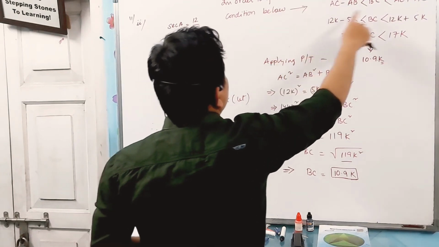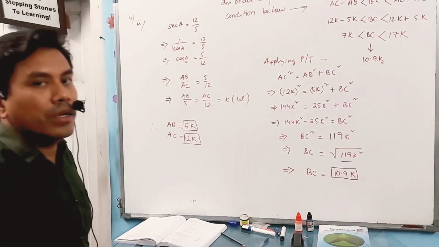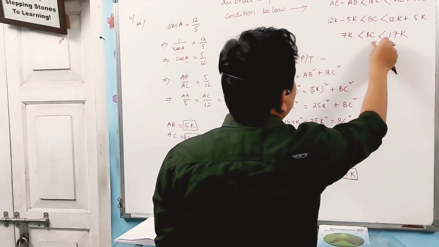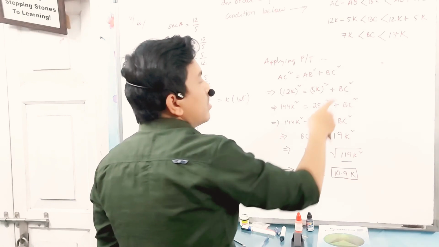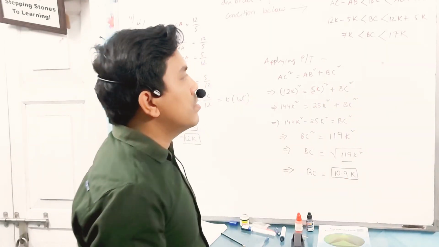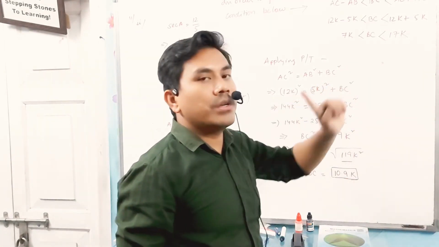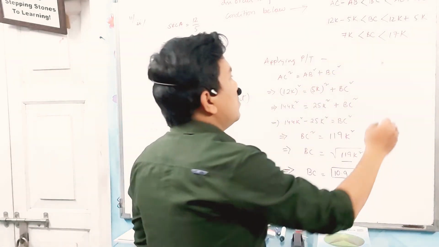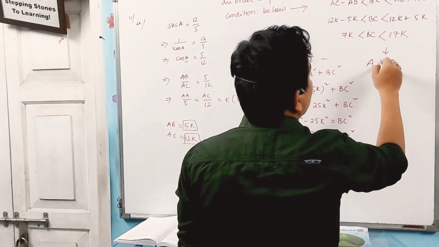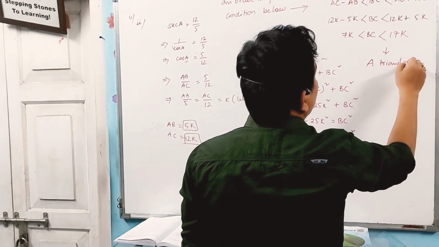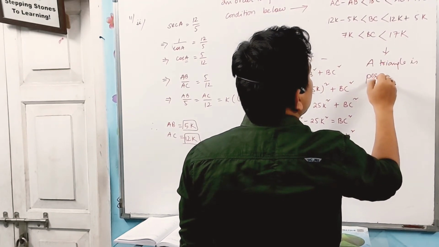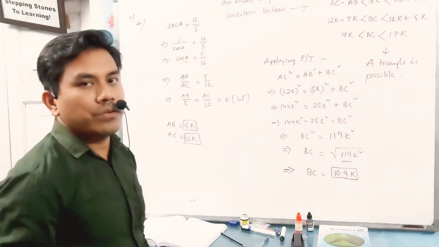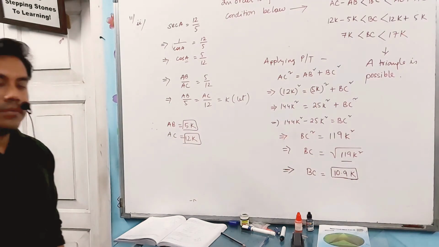After that you write this condition and check it. Just after this, you don't have to write this. Since we have already got 10.9K, it is clearly understood that BC lies between 7K and 17K, because 10.9 lies between 7 and 17. So the triangle is possible. Therefore, the given statement is true. Is it clear? All right.